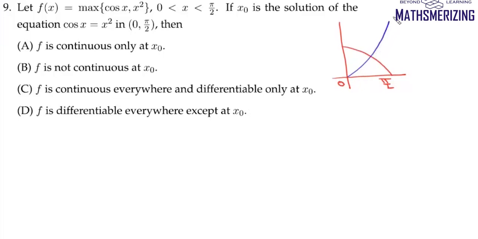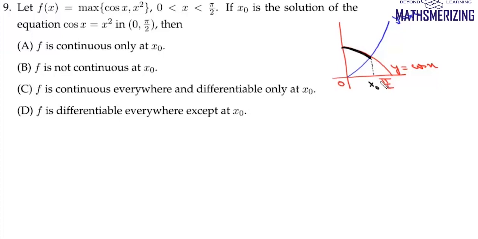So this is the graph of y equals x square and this is the graph of y equals cos x. Now these two graphs intersect at x naught. So this point is x naught. Now it says maximum of the two functions. So from 0 to x naught, the maximum of the two functions is cos x. So our function f(x) will be simply this graph.